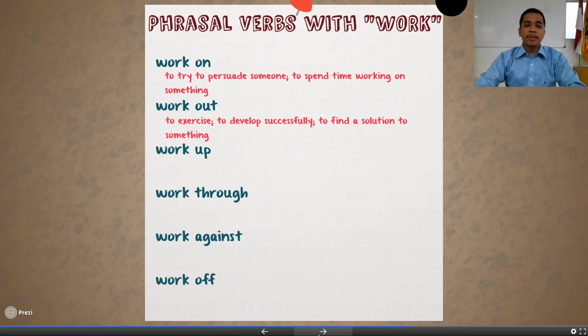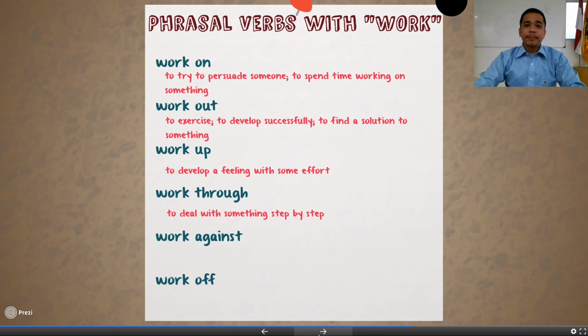Next is work up, which means to develop a feeling with some effort. Example, in order for you to be successful in the future, then you need to work up some courage and confidence. Alright? Next is work through, which means to deal with something step by step.